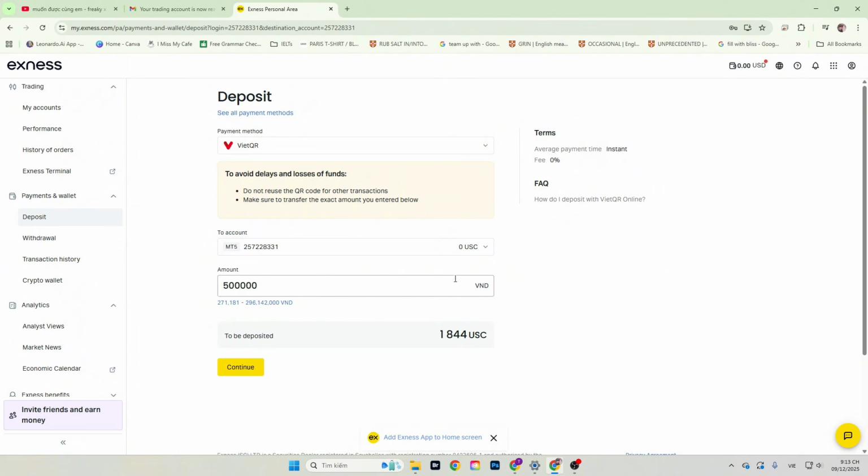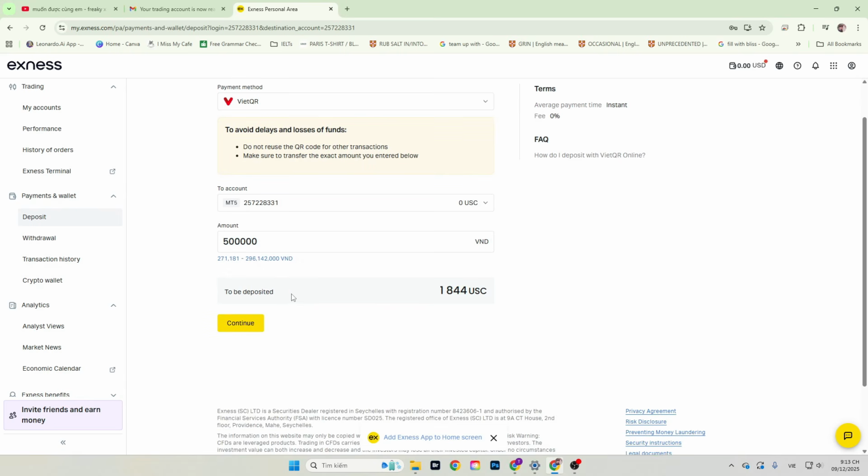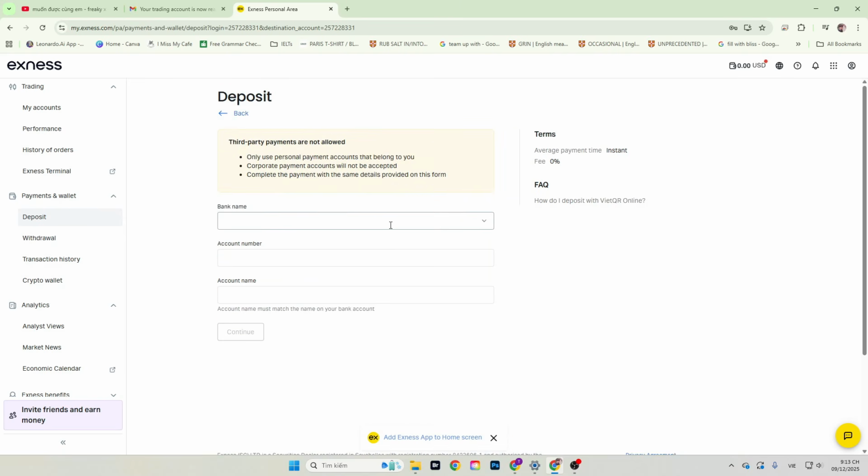But here, you can see, when entering the Cent account, it converts to USC as 1851 USC. That means it is 100 times more. This is the advantage of the Cent account that I introduced earlier in the theory section. Then we will click Continue. And now we will enter the bank account name, bank account number, account name, and click Continue and Deposit.